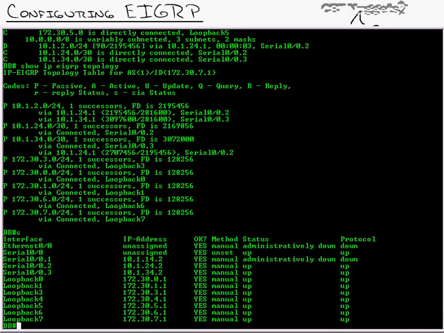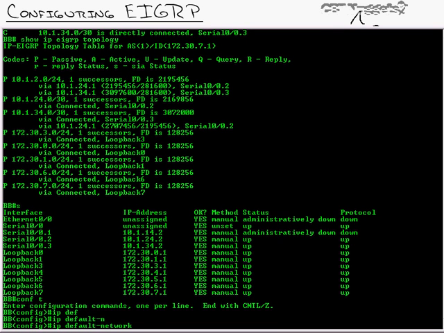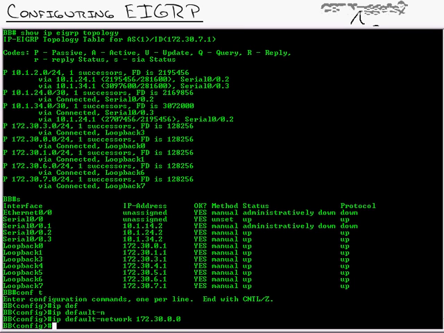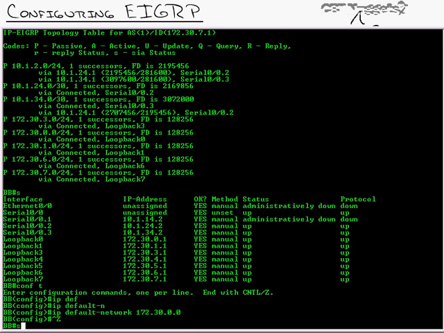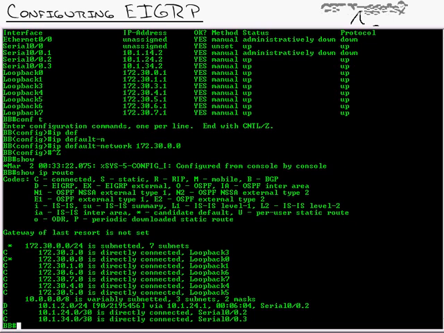Well, what I could do is go into global config mode and type in IP default network 172.30.0.0 and hit the enter key. Now what that will magically do, I'll go ahead and type in show IP route, is it will flag one of those routes you can see right here as the default route. You can see the connected route suddenly has this little star, which if you look up at the key, right there, star, candidate default.